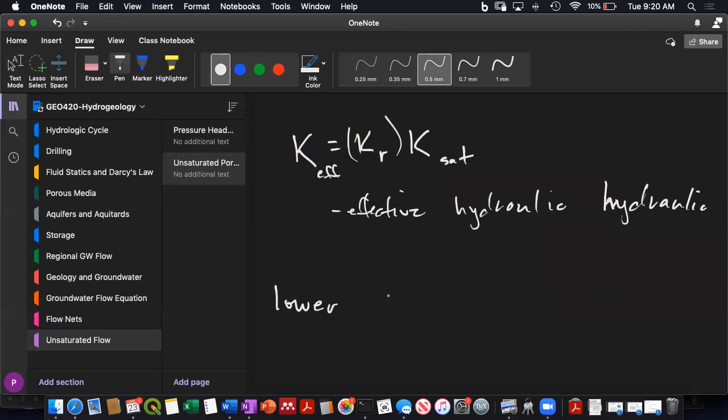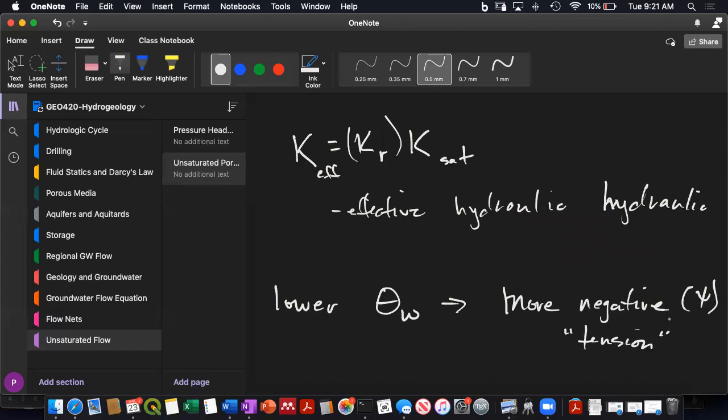So lower volumetric water content leads to more negative psi. And remember, we called that tension. That's that ability to pull the water out of the soil. So the lower my volumetric water content, the more negative my pressure head becomes, because I have smaller and smaller pores saturated.